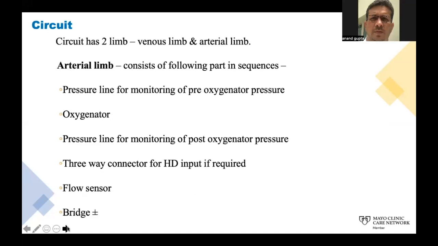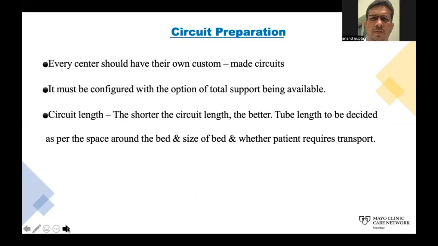And then the arterial limb consists of the following parts in sequence: pressure line for monitoring of the pre-oxygenator pressure, oxygenator, pressure line for monitoring of the post-oxygenator pressures, three-way connector for HD input if required, flow sensor, and the plus-minus bridge. Circuit preparation. Every center should have their own custom-made circuit.